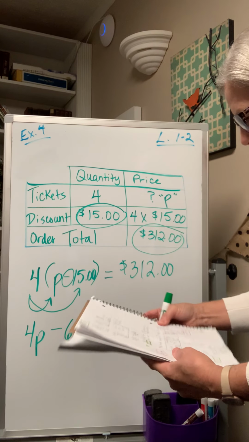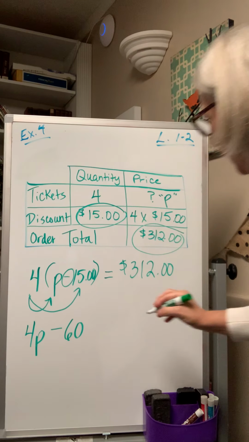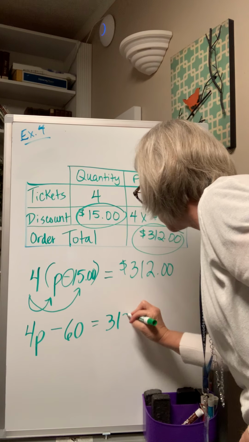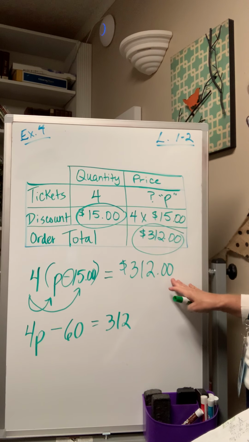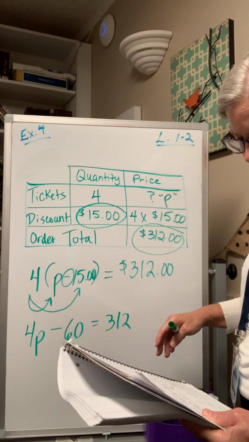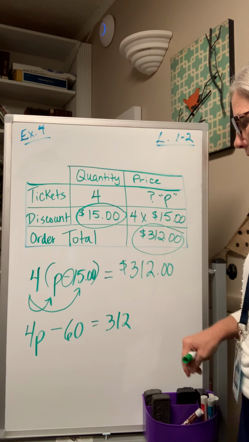Here we go. Okay, and all of that is to equal $312. It's a whole number, so now I can drop off the dollar sign and the cents over here because there are 0 cents to this. Okay, now we need to undo this.